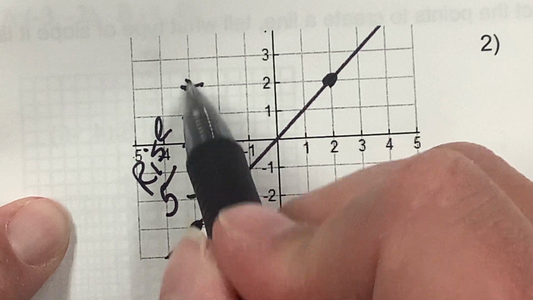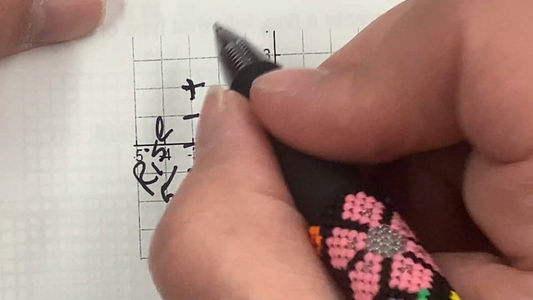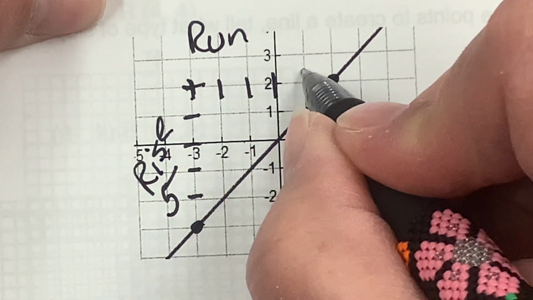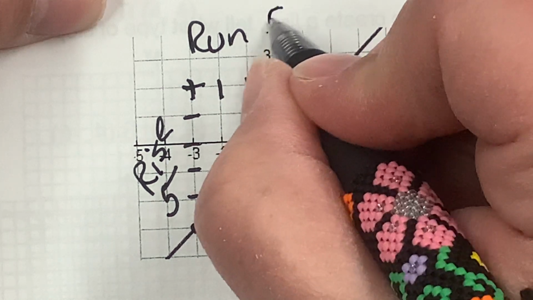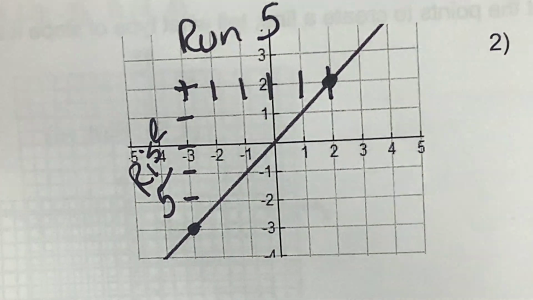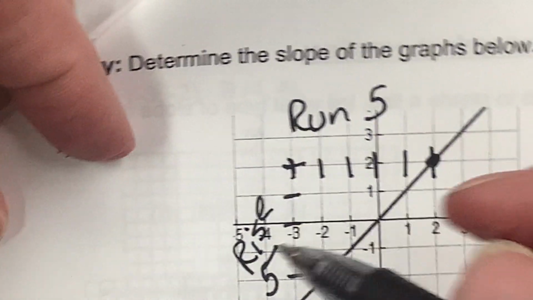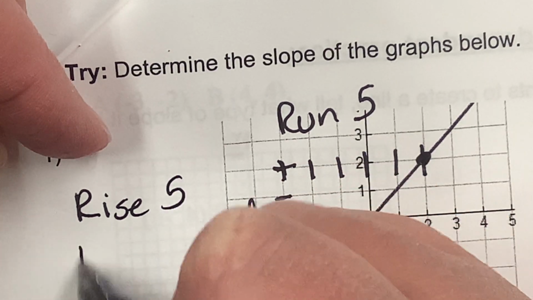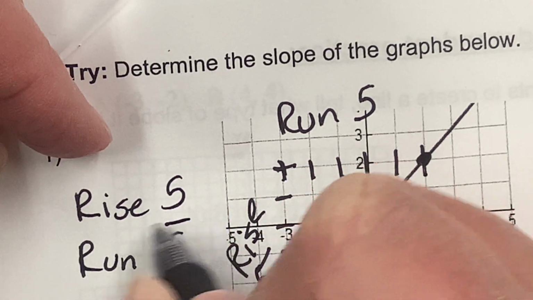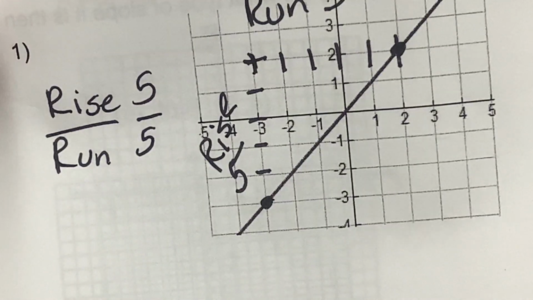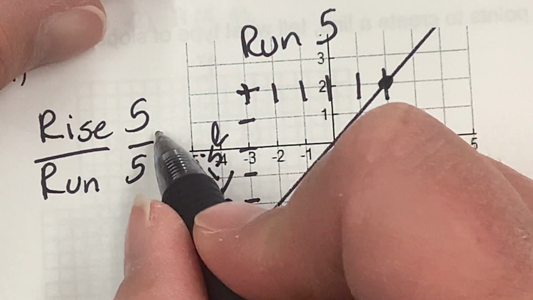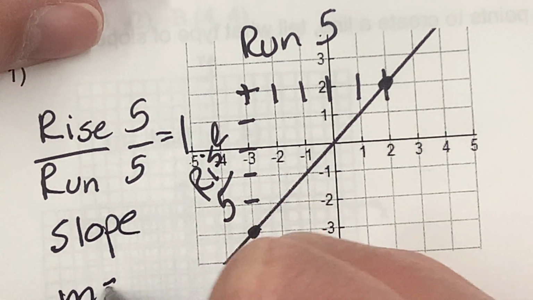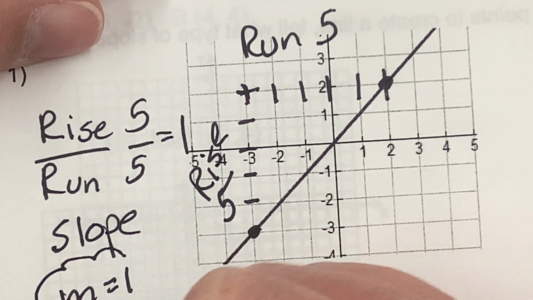And now from here, I turn right. Right is positive. And I'm gonna run 1, 2, 3, 4, 5. Ah, it's the same. So my rise over run is 5 over 5. I'll write that down. Rise, 5, run, 5. And now reduce. 5 over 5 equals 1. So my slope, m equals 1. Puffy cloud of happiness, m equals 1.